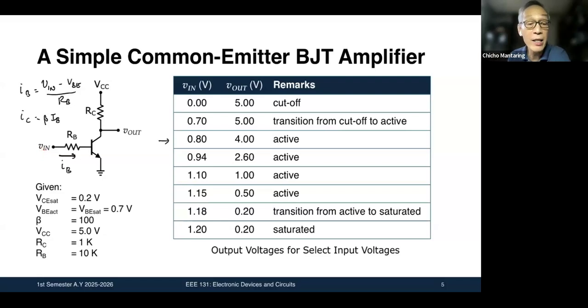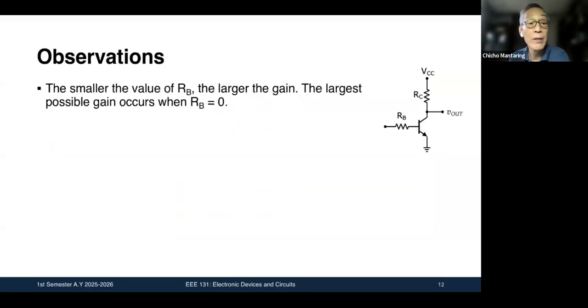Obviously your gain, when we talk about gain here, we talk about magnitude, because the gain is negative. So we're talking about the magnitude of the gain. You have a smaller V in, the same IB, and therefore the same V out. Therefore, your gain is larger. So that's the first important observation: the smaller the value of RB, the larger the gain.